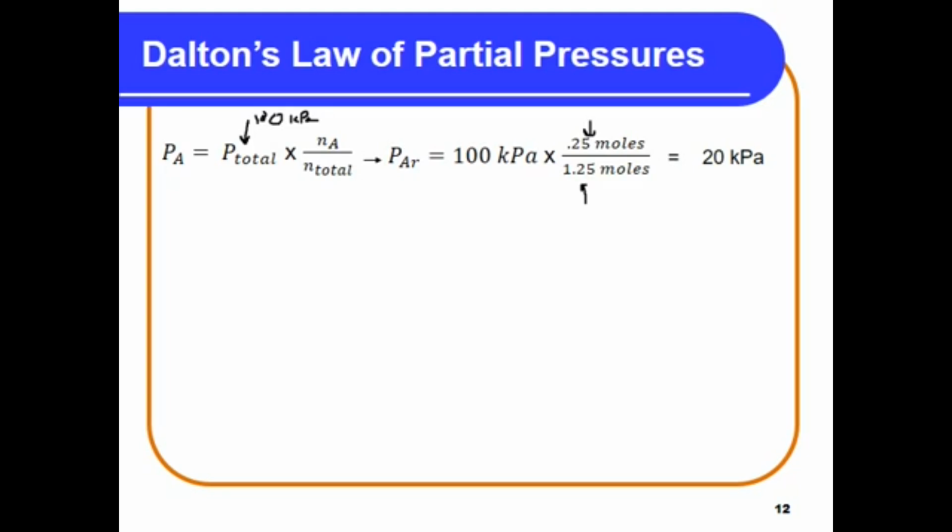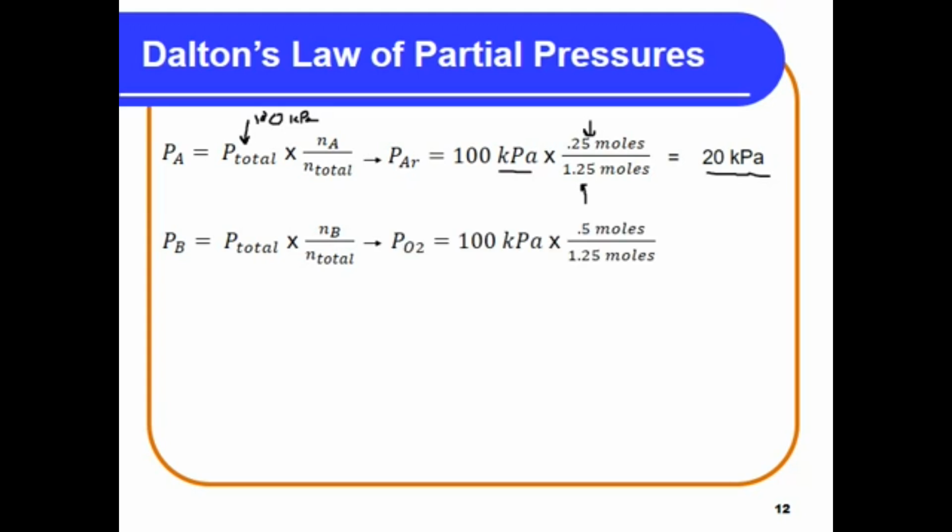I do want to point out here, if your gas term is not in kilopascals, say it's in atmospheres, that just means your final answers will be in atmospheres here. So it doesn't matter. You can work in any pressure term that is given. So our second gas was oxygen gas. So the only value that's going to change is our moles of oxygen. This time it's 0.5. If you divide 0.5 by 1.25, you get 0.4. 0.4 times 100 gives us 40 kilopascals.